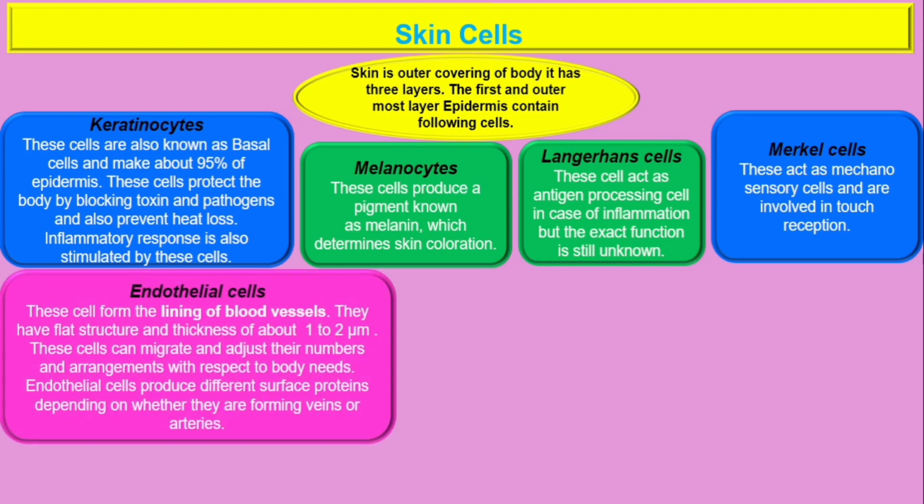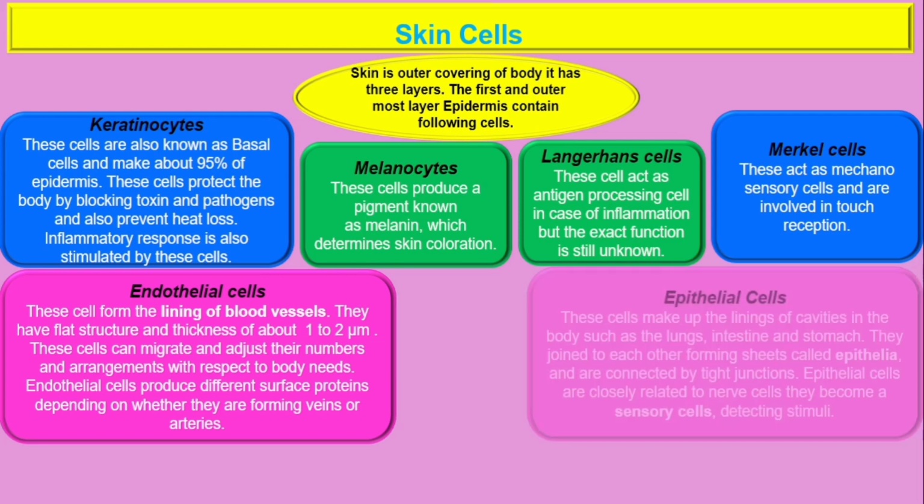Endothelial cell. These cells form the lining of the blood vessels. They have a flat structure and thickness is about 1 to 2 micrometer. These cells can migrate and adjust their numbers and arrangements with respect to body needs. Endothelial cells produce different surface proteins depending on whether they are forming veins or arteries.